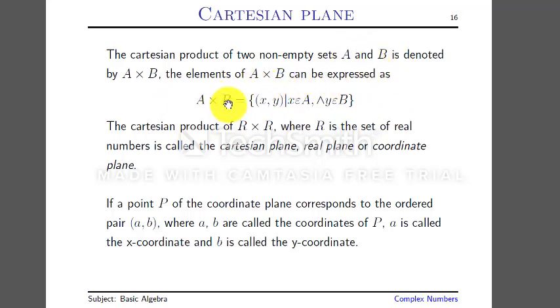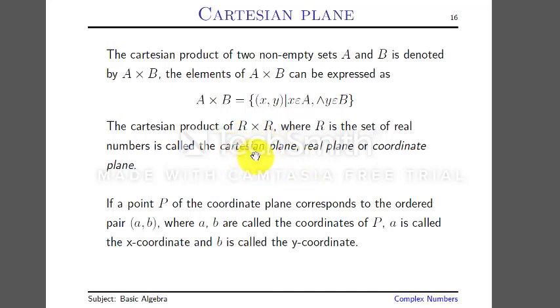In our topic, we have discussed the Cartesian product of two sets of real numbers. The Cartesian product R cross R, where R is the set of real numbers, is called the Cartesian plane. We can plot such a Cartesian product in a Cartesian plane, because we can plot a set of real numbers on a real line. But when we talk about the Cartesian product of two real lines, we obtain a plane.